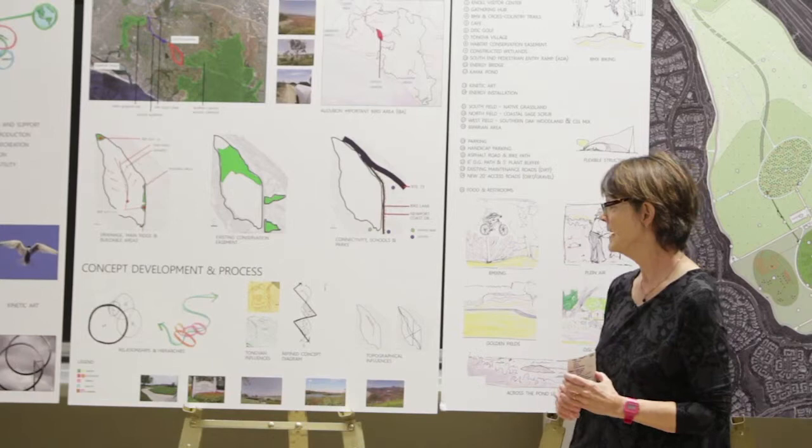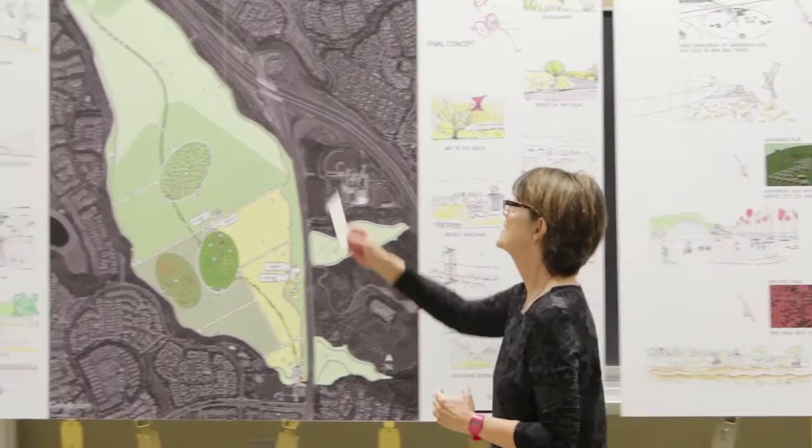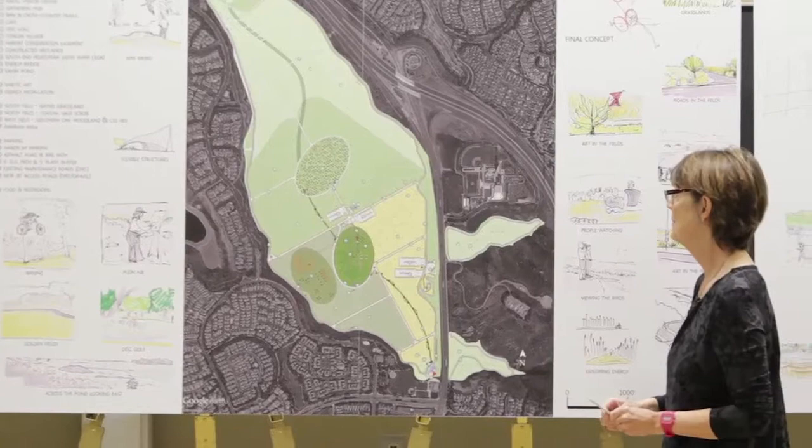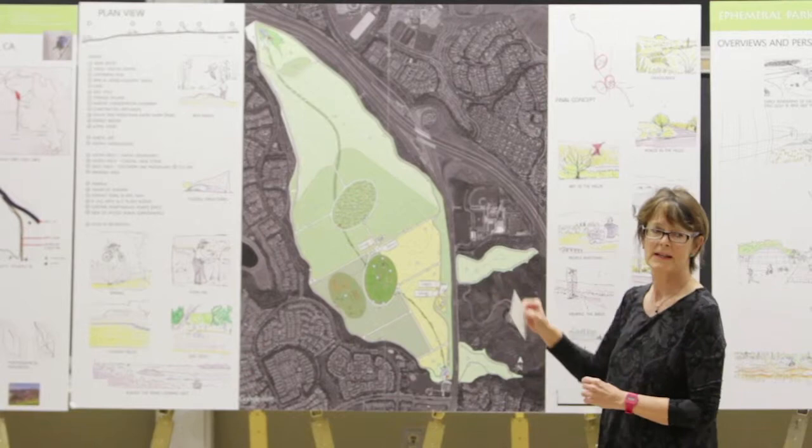So let me now move to the design. The design has six main areas. It has a wetland, constructed wetland, to the north. It has a kayak pond to the south. It has a visitor center here at the entry. And it's got three separate recreation areas on the site. Let me begin where you would come in to the site.